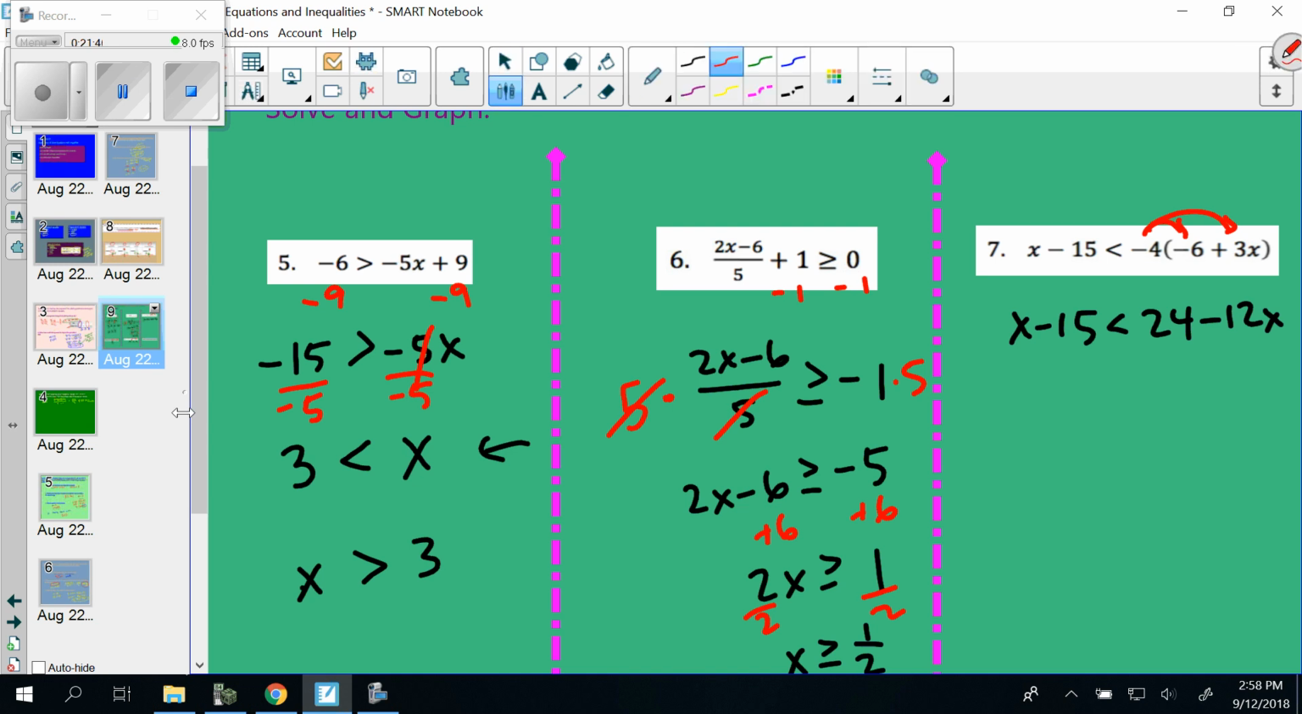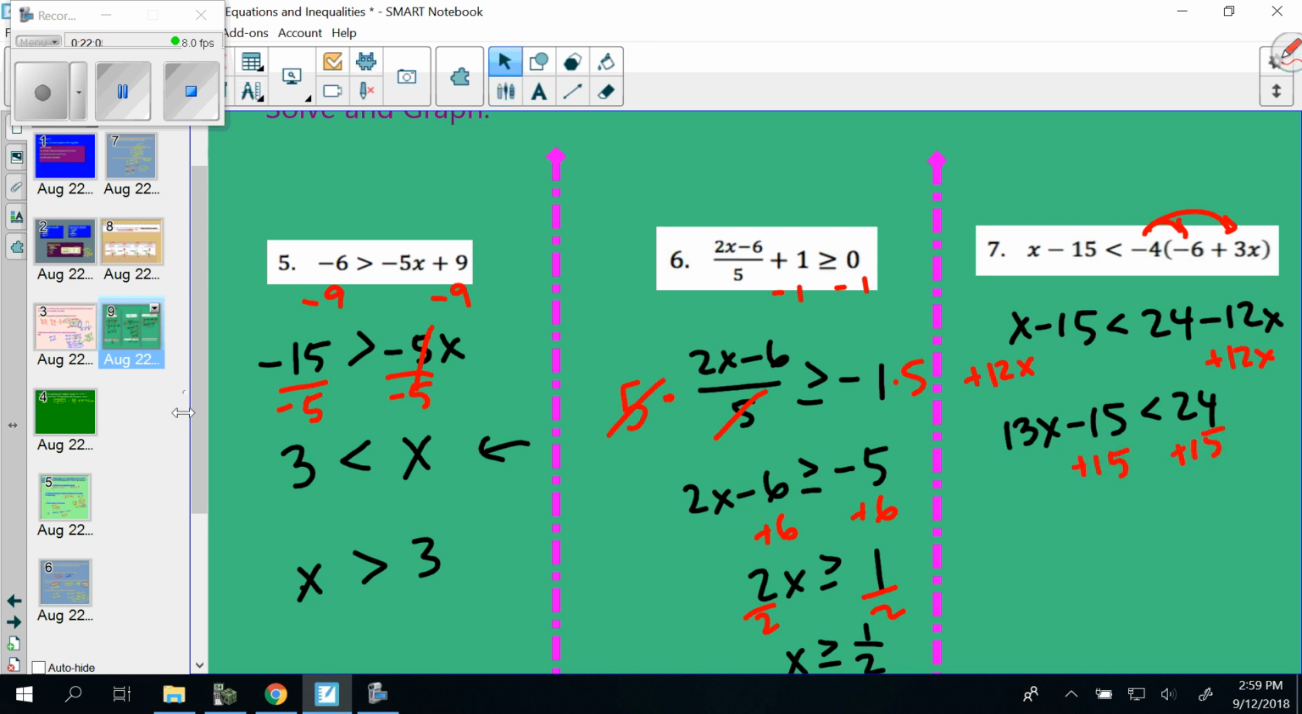Decision's really up to you as long as you're doing the opposite. I'm going to pick to add 12x. You could have picked something different if you want. So that's going to be 13x minus 15. That is less than 24. Now get the numbers opposite, so get them to the right. 13x is less than 39.